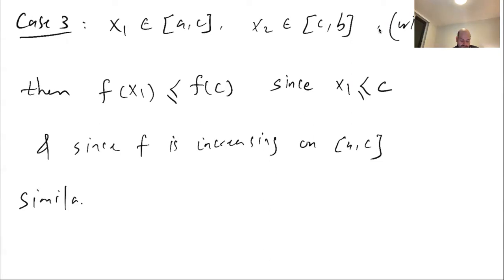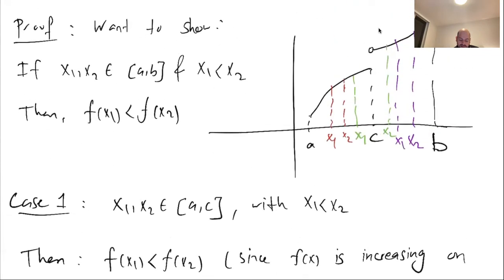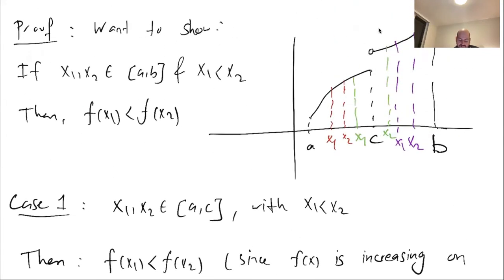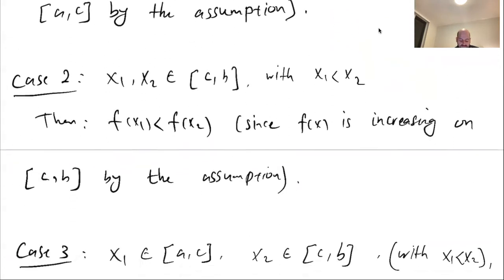Similarly, I can now compare f of c with f of x2. Well, c is less than x2, and therefore f of c is less than f of x2 because, again, the function is assumed to be increasing between c and b. So if c is less than x2, f of c will be less than f of x2. Again, there's just one possibility that c equals x2. In that case, of course, f of c will be equal to f of x2.